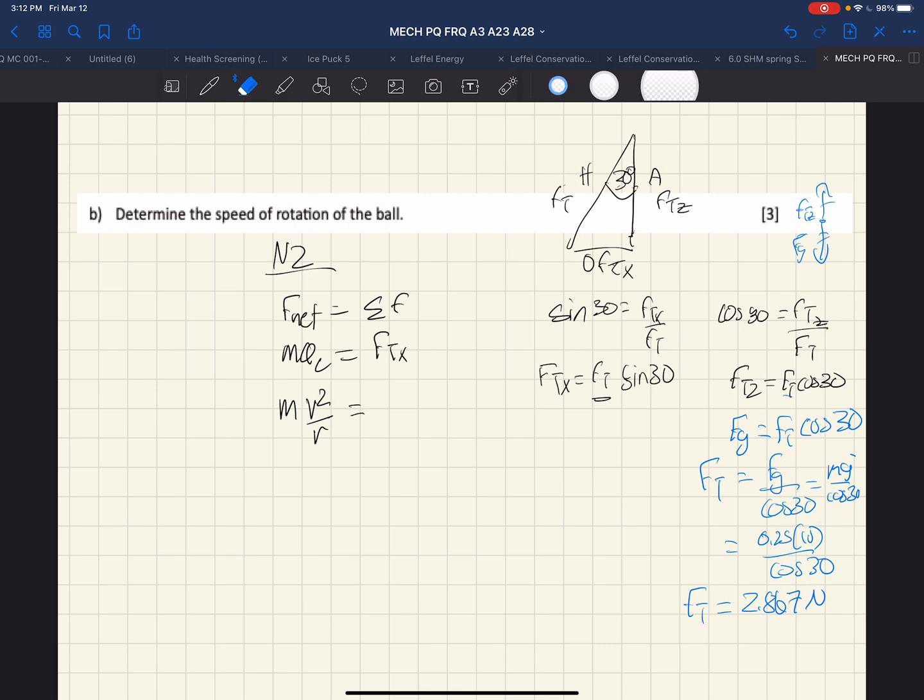Now, armed with that knowledge, we can come back to our FTX, and we know it's 2.867 times the sine of 30, which is 0.5 or 1/2. And so we end up there with 1.3. Oh, we don't put it in there, excuse me. mv squared over r, and FTX is FT sine 30.